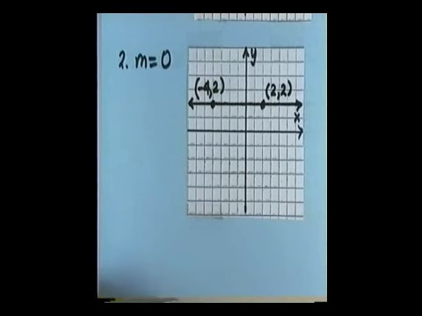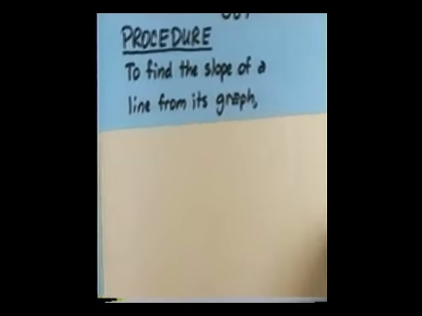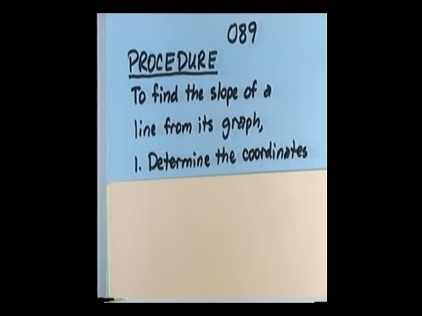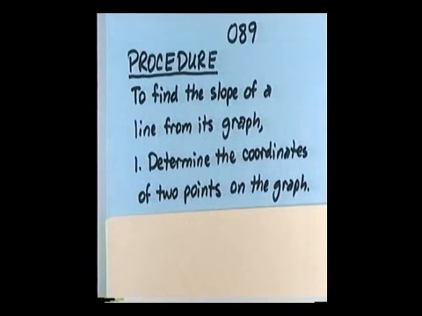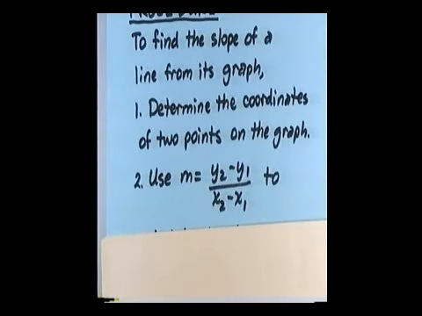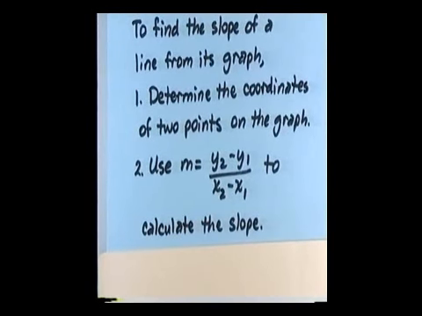Well, we can find the slope given 2 points. What happens when we're given not 2 points, but the graph? We have the following procedure. To find the slope of a line from its graph, first, determine the coordinates of 2 points on the graph. Second, use m equals y2 minus y1 over x2 minus x1 to calculate the slope.